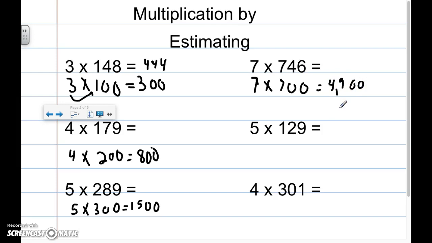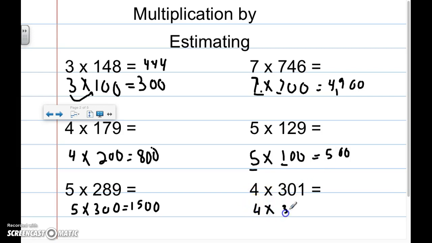So that's a great way to do estimation because you can make it a nice round number, and you can do 7 times 7, I know that's 49, and then these two zeros get placed on the end. Not added on the end, but placed on the end. Let's look at 5 times 129. My estimation would be 100. So 5 times 100, well, that's 500, because I can do 5 times 1, which is 5, and then place the two zeros on the end.